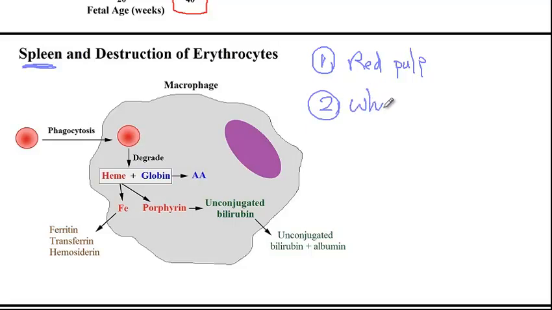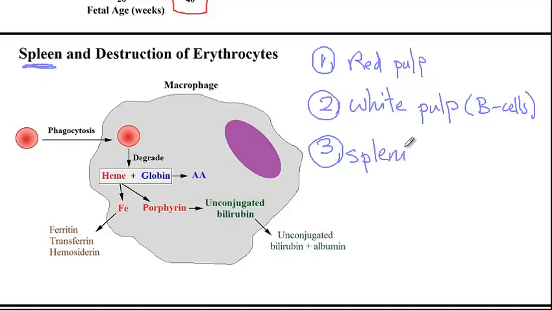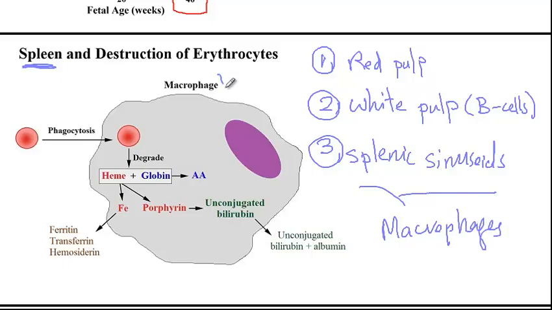Then we have the white pulp, which mainly contains B cells. So a form of white blood cells is in the white pulp. And then finally we have the splenic sinusoids. And these splenic sinusoids are lined with macrophages. All right? So macrophages are lining the splenic sinusoids. And when red blood cells are squeezing through the splenic sinusoids, it's the surrounding macrophages that will destroy any abnormal or damaged or aged red blood cells.